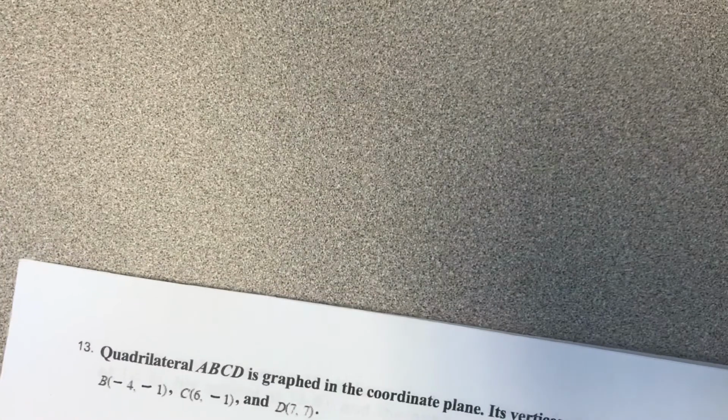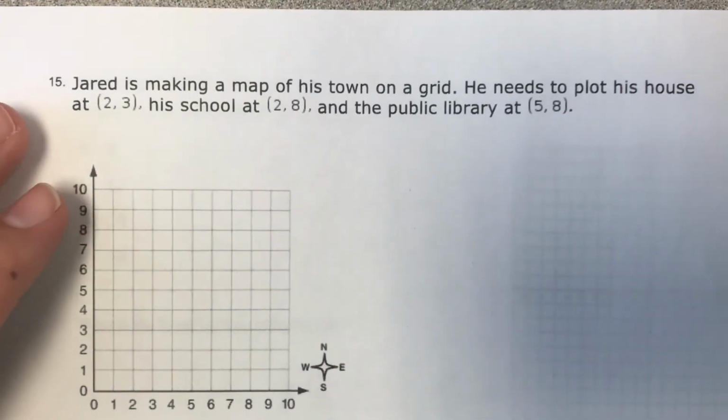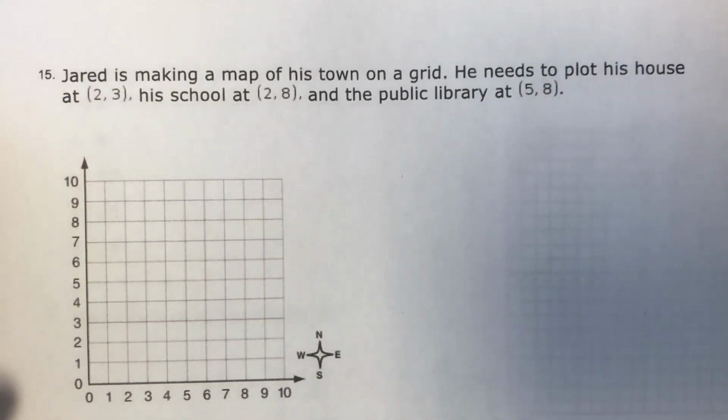Okay, let's check out another one. All right, so this one's kind of long, so I should do my best showing it. But it says Jared is making a map of his town on a grid. He needs to plot his house at 2-3, his school at 2-8, and the public library at 5-8. All right, so let's do that first.